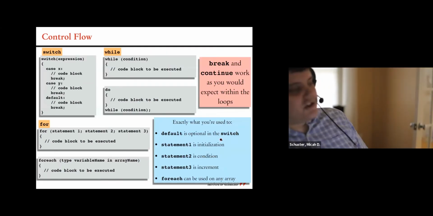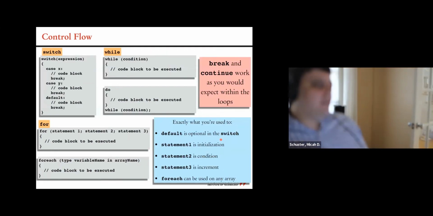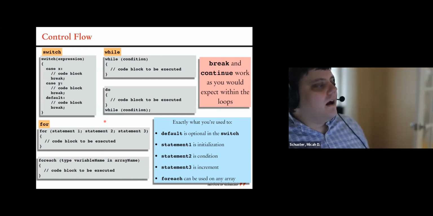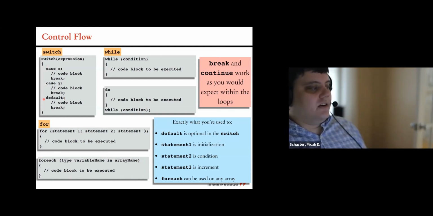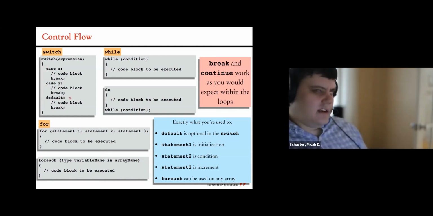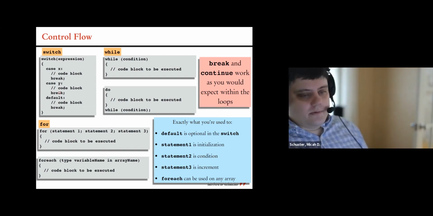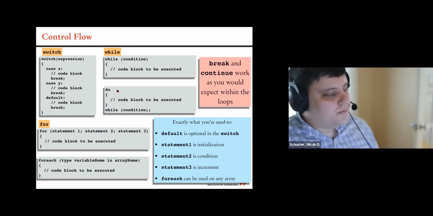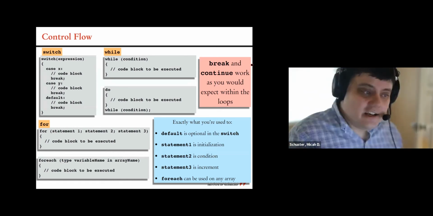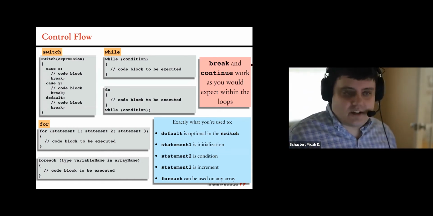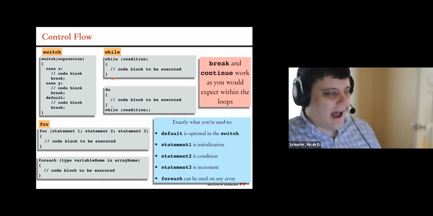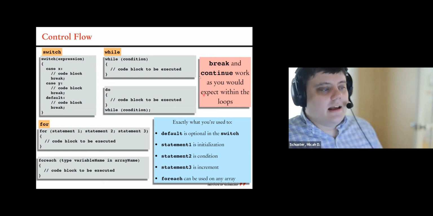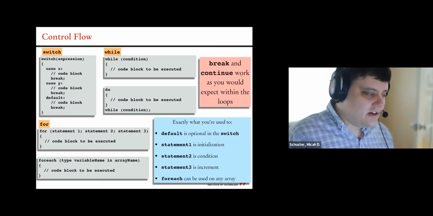You've got most of your standard structures that you've seen as well, things like switches, where you put a bunch of cases in. You also need the default case, which I think can be optional, although I don't use switches all that often. You've got your while loops, your do while loops. The break and continue statements work just as you would expect. Break will take you out of whatever loop you're in. Continue will move you to the next iteration.